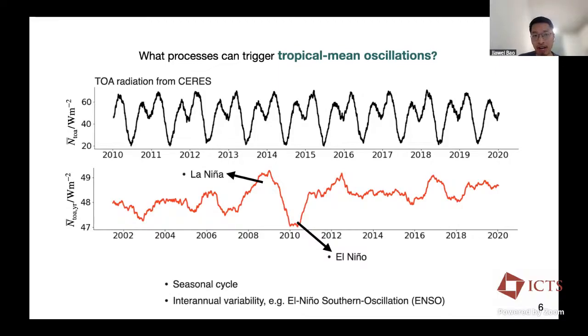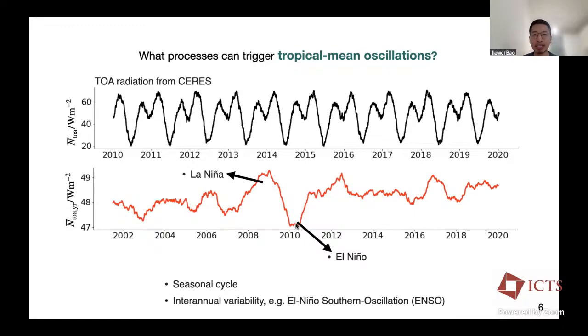Now we don't see the regular seasonal cycle, but what we see here is a much slower oscillation, which in this figure is mostly the internal variability. For example, here in 2009 is a strong La Nina year, which is followed by a strong El Nino year in 2010. Yeah, basically, based on this simple analysis of the tropical mean oscillations, we see the seasonal cycle. We also see the internal variability, such as El Nino Southern Oscillation, and so on.